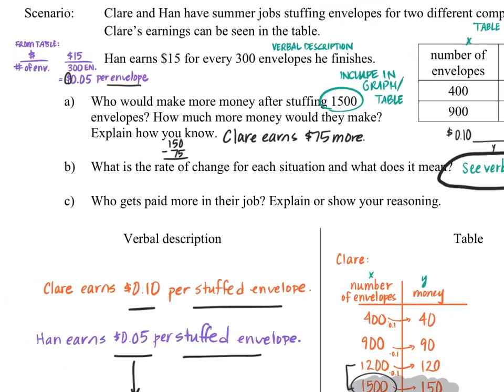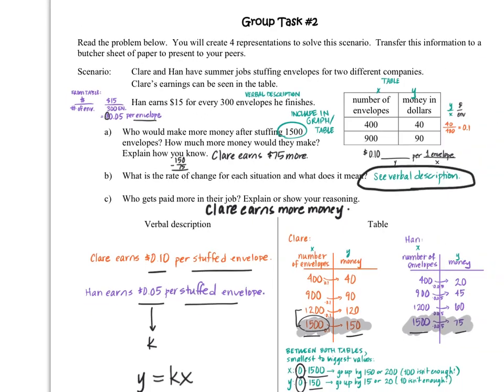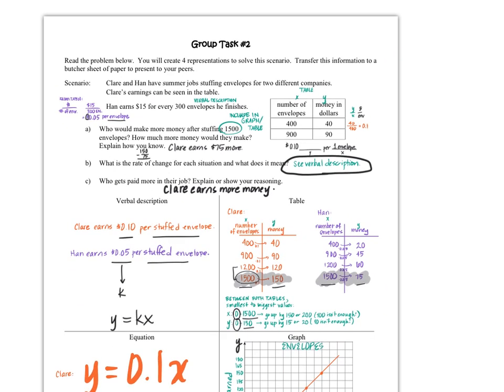And then in terms of who gets paid more in their job, make sure that you very directly answer this question, but we have already seen that Clare earns more money. And you can speak to the rate, the constant of proportionality if you'd like. But again, we can see this in all of the work, and then that completes the group task number 2 problem.